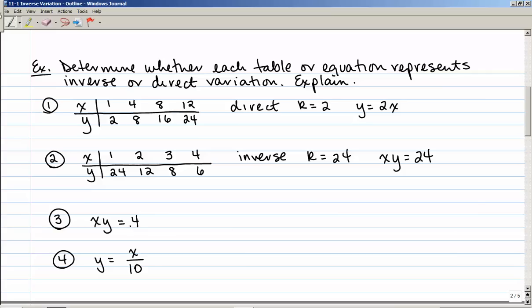Example number 3, this is actually already in the form of inverse variation. xy equals my constant, and in this case my constant is 4. In example number 4 here, y equals x over 10, that could be written as y equals 1/10 x, and that's an example of direct variation. X is multiplied by 1/10 each time in order to get my y, and so my k is 1/10.